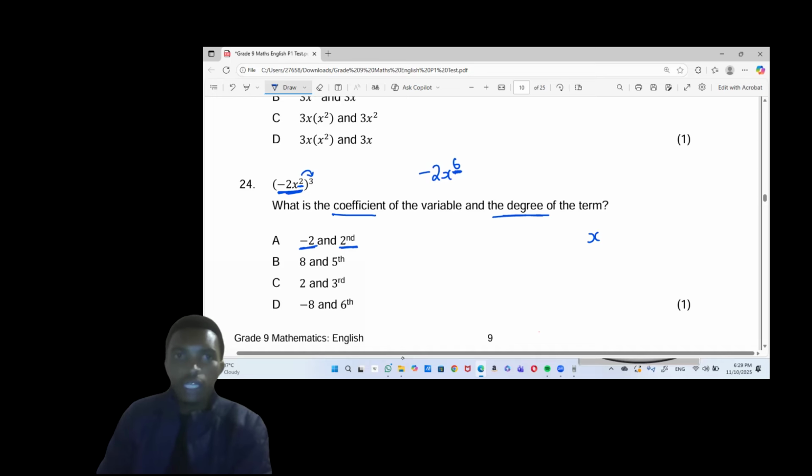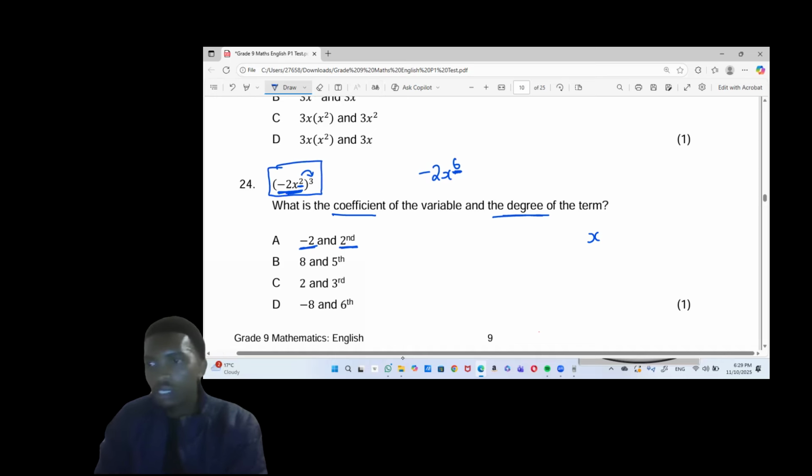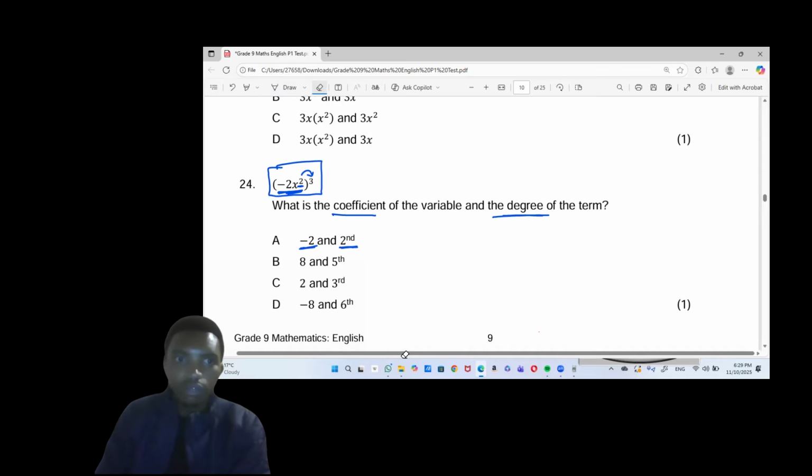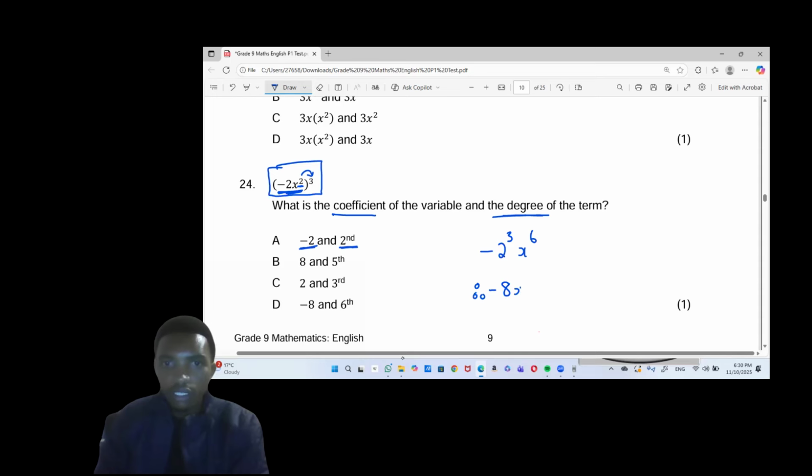In fact, before we do that, did we simplify this calculation? No, sir. So before we answer anything, what are we supposed to do all the time? We simplify first. So let us simplify quickly. We're going to have -2 exponent of 3, x exponent of 2 times 3, we said is 6, right? So now, -2 cubed is how much? It's 8.